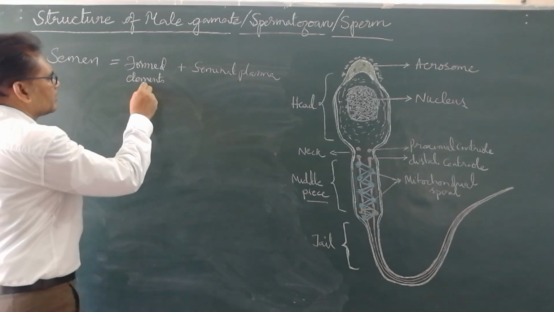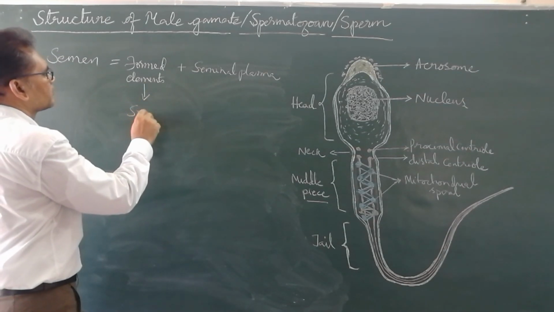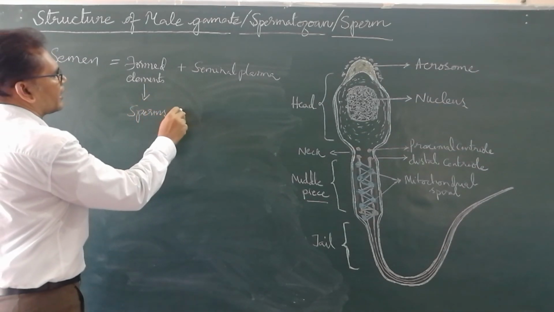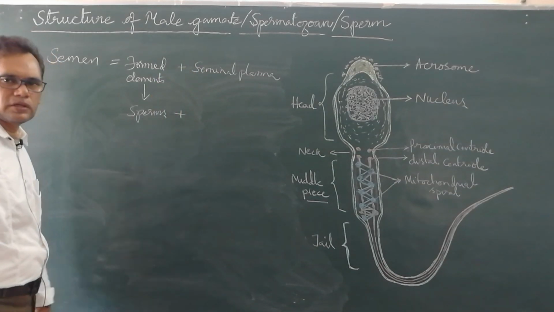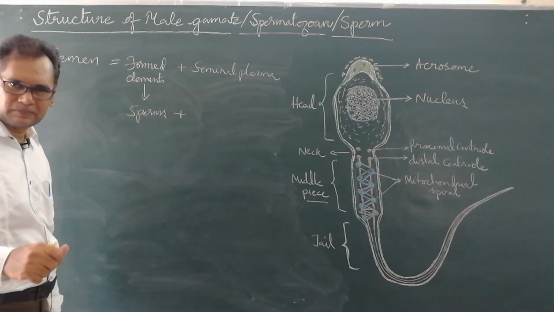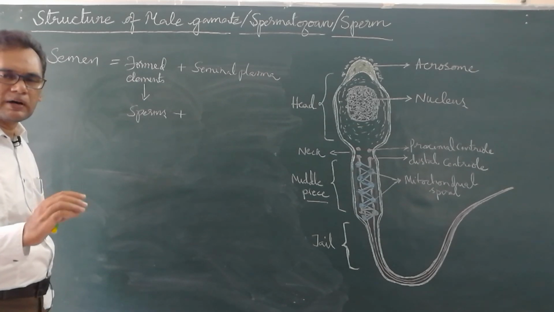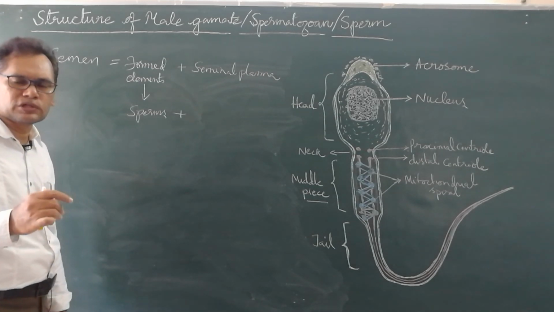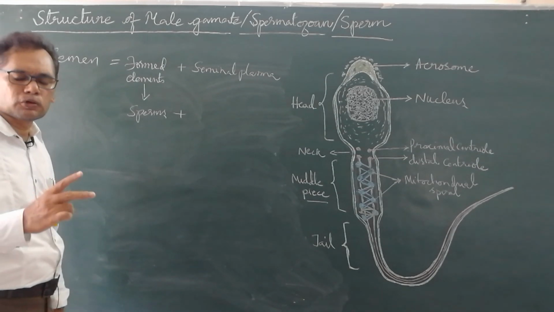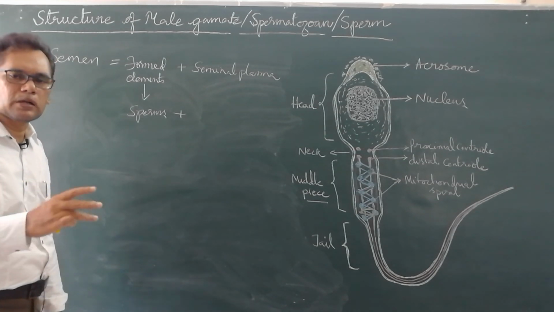Formed elements are nothing but sperms, whereas seminal plasma is the white, milky white colored secretion by 3 glands. What are those? Seminal vesicles, prostate gland, as well as bulbourethral gland.